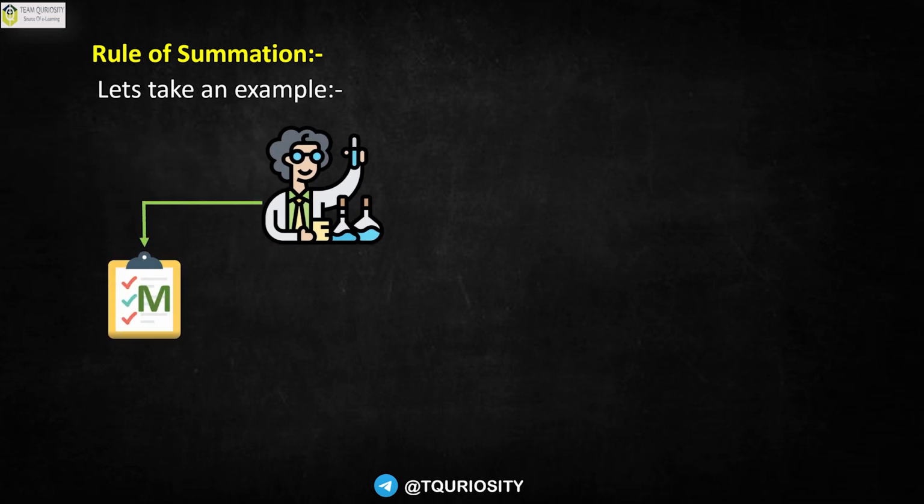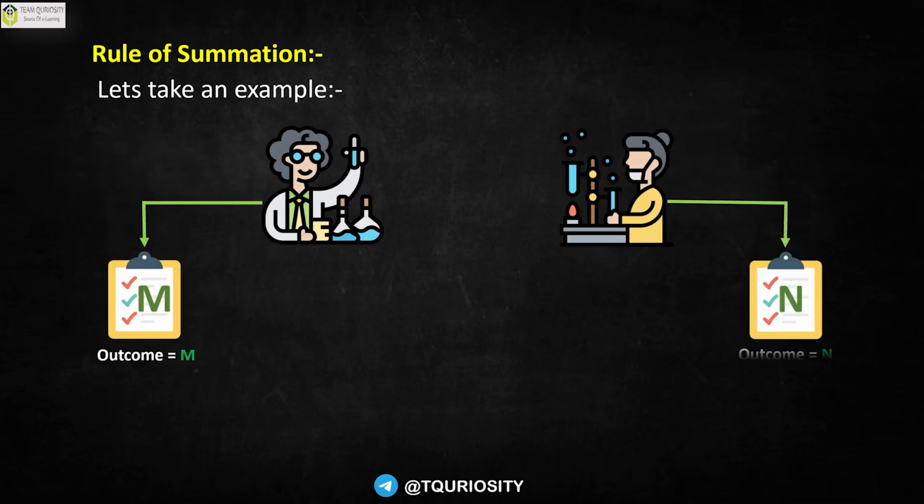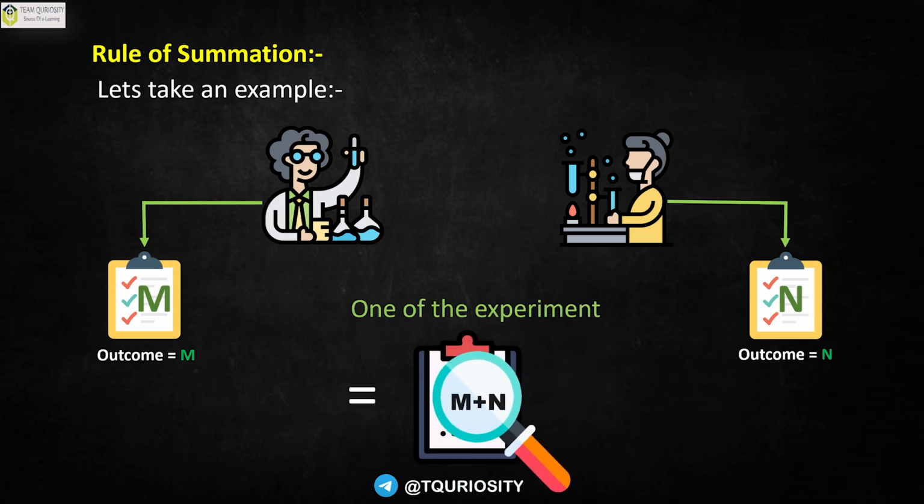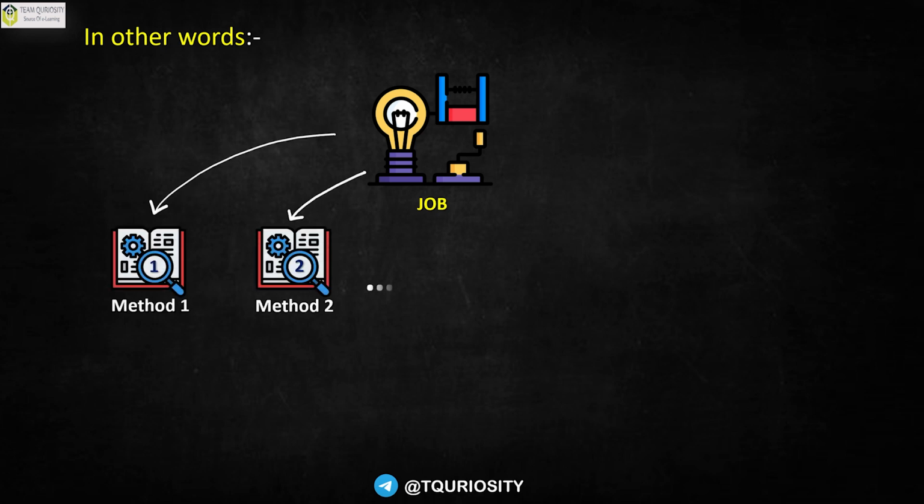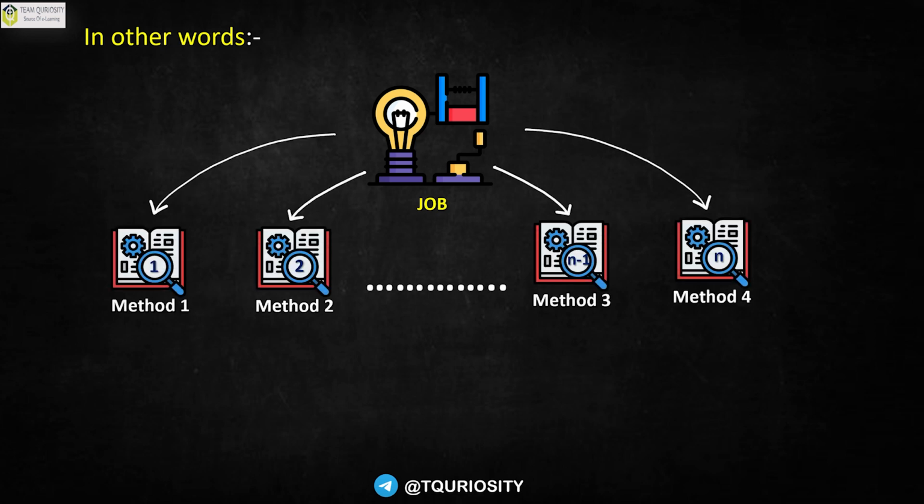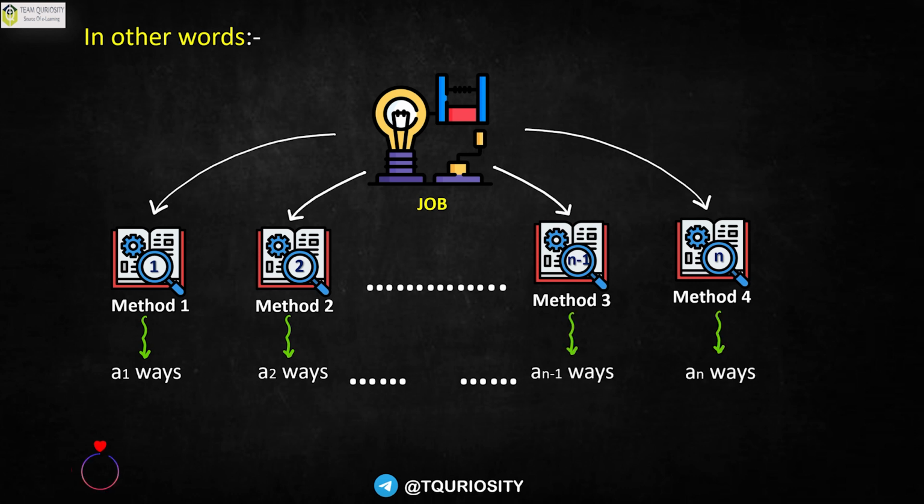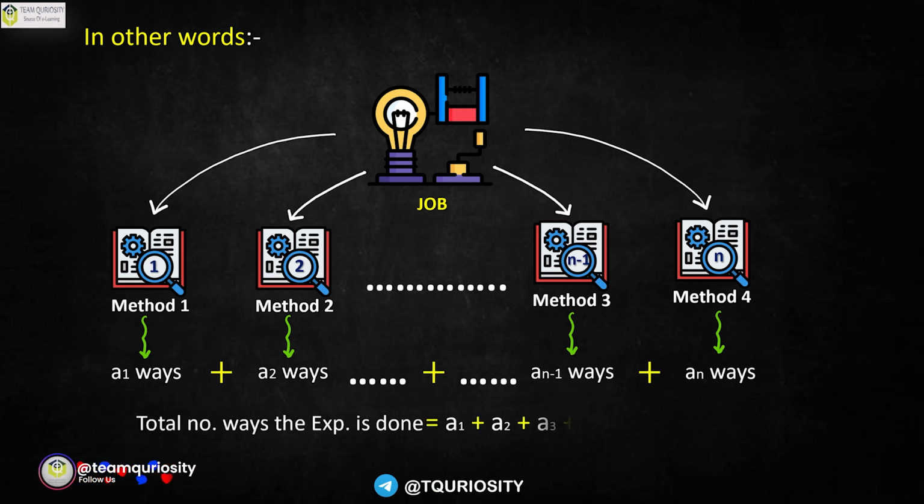Now, let's discuss the rule of summation. If one experiment has n possible outcomes and another has m possible outcomes, then there are m plus n possible outcomes when exactly one of these experiments is performed. In other words, if a job can be done by n methods, and by the first method it can be done in A1 ways, or by the second method in A2 ways, and so on, by the nth method in An ways, then the number of ways to get the job done is A1 plus A2 plus up to An.